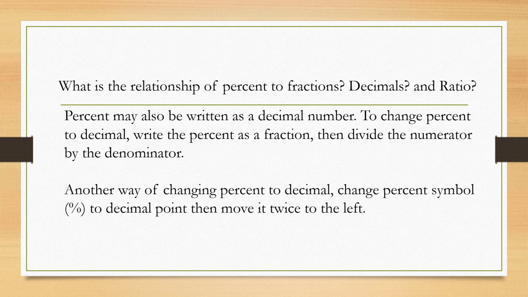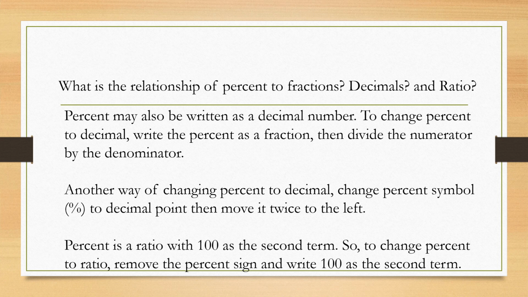So, makukuha din natin yung percent. Another way of changing percent to decimal, change percent symbol to decimal point, then move it twice to the left. So, katulad nung kanina ipinakita natin, imumove lang natin papunta sa kaliwa, mula sa kanan papunta sa kaliwa yung decimal point ng dalawang beses. Then, percent is a ratio with 100 as the second term. So, kapag ang given natin ay percent na, yung given number represent the first term, then yung percent symbol represent our second term, which is always 100.